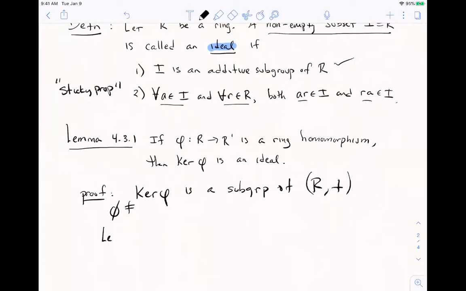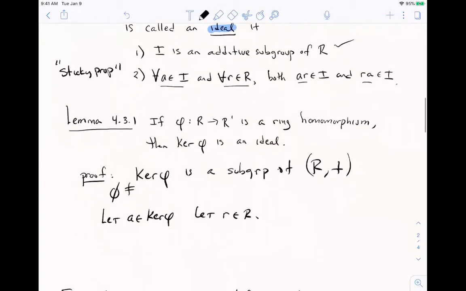I'm going to pick an element a of the kernel, and then I'm going to pick an arbitrary element r of the ring. And then I'm wondering if a times r is in the kernel. Well, if you want to know if something is in the kernel of a ring homomorphism, take phi of it. It's a ring homomorphism, so it's multiplicative. Phi of a is 0 because a is in the kernel. And we proved that 0 times anything is 0. So that shows that ar is in the kernel.